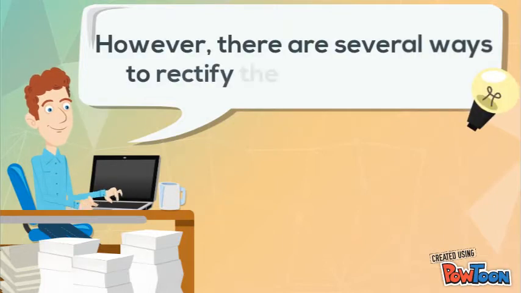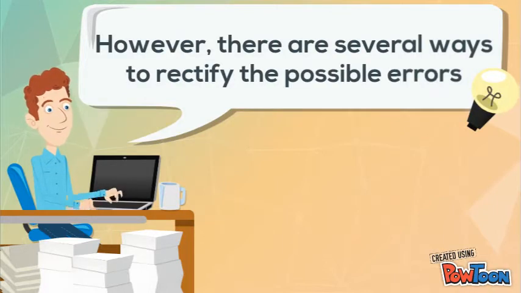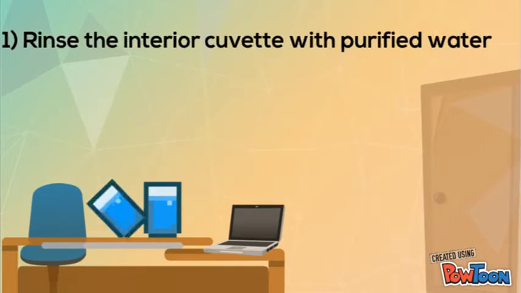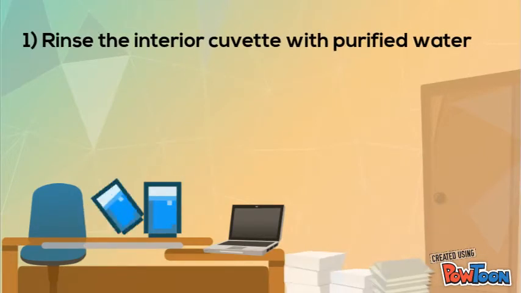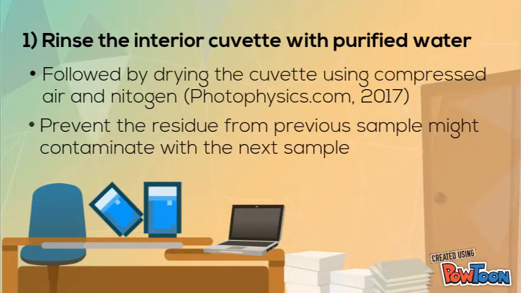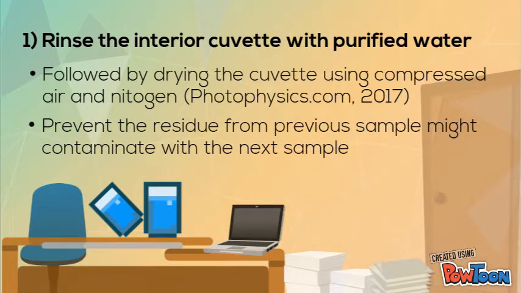However, there are several ways to rectify the possible errors to achieve the most efficient analysis. To ensure complete removal of the previous sample in the cuvette, rinse the cuvette properly with distilled water, followed by drying the cuvette using compressed air or nitrogen. Washing the cuvette after each test is essential as the residue of the previous sample might combine with the next sample and potentially lead to an error.